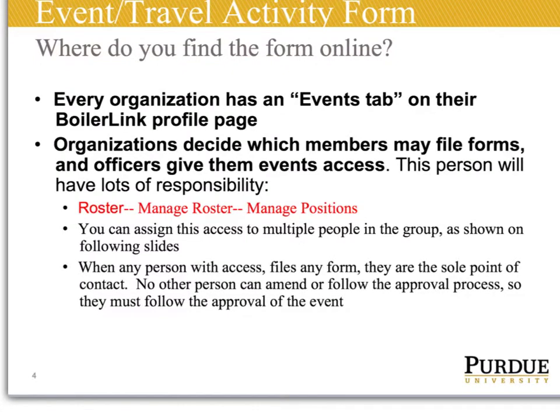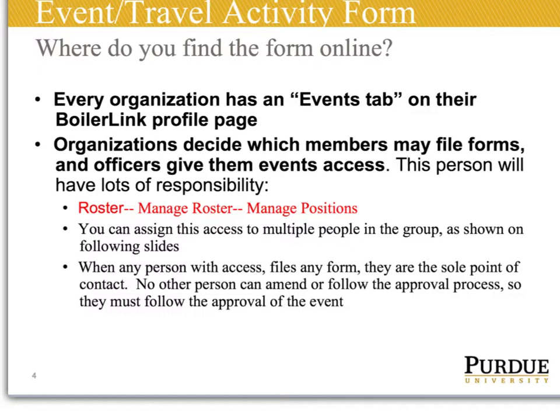Every organization has a profile page inside of the Boiler Link site. This is where you find the event form. There is an Events tab on the left-hand side when you are on the organization profile page. Organizations have control over which members they give access to forms.